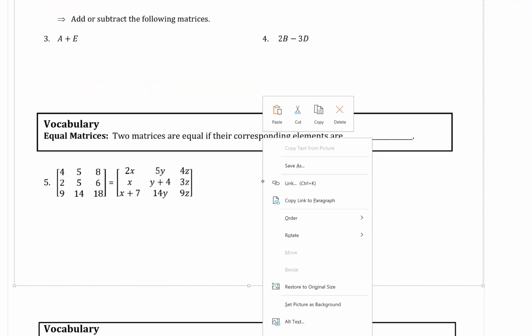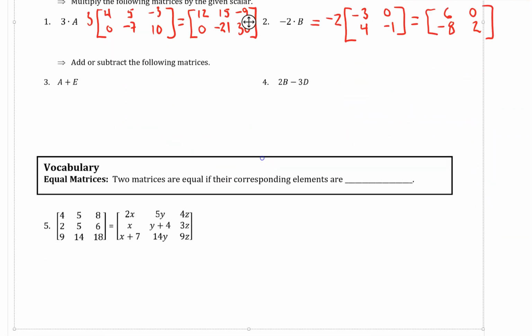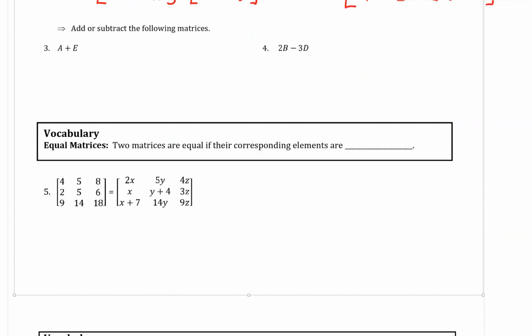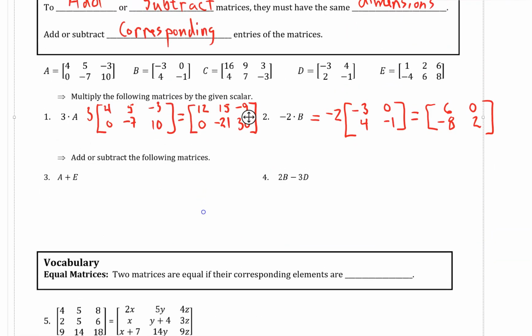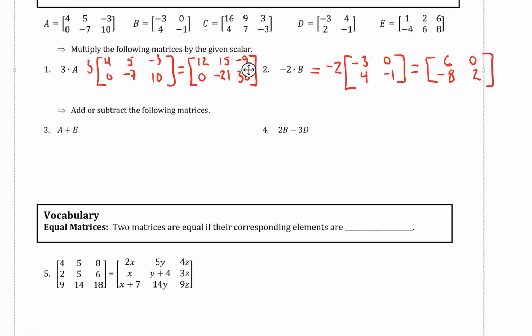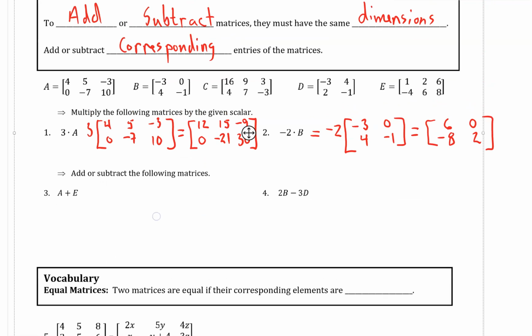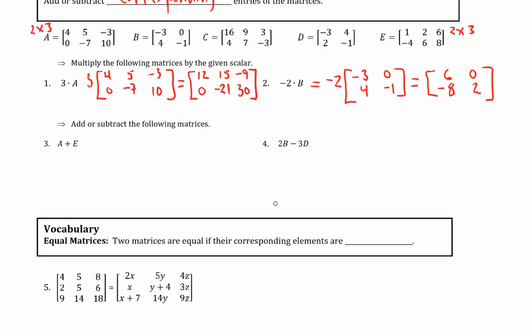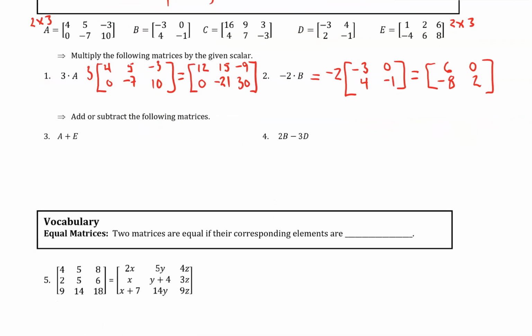If I can get this thing to work, here we go. So add or subtract the following matrices. So now they want you to take A and add E to it. So the first thing you have to check is to make sure they are the same dimensions. They are the same dimensions. This one right here is a 2 by 3. This one is a 2 by 3. And since that's the case, we can add them by just adding their corresponding parts.